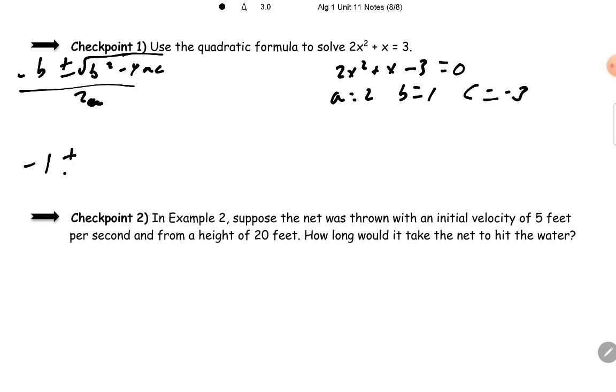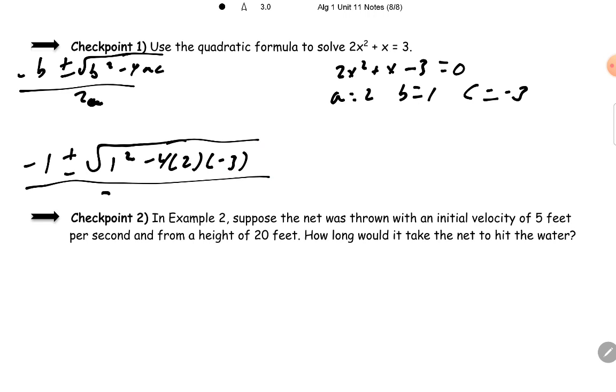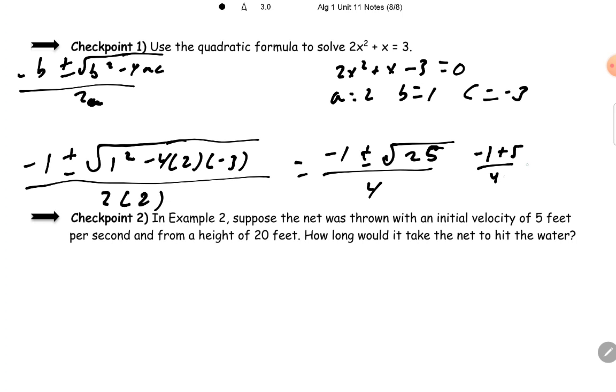So negative 1 plus or minus the square root of 1 squared minus 4 times a times c, all over 2 times a. So I'll get negative 1 plus or minus, if I clean up the inside, that becomes 25 all over 4. So I have negative 1 plus 5 over 4, or negative 1 minus 5 over 4. So I'm going to get x equals 1, or x equals negative 6 over 4.